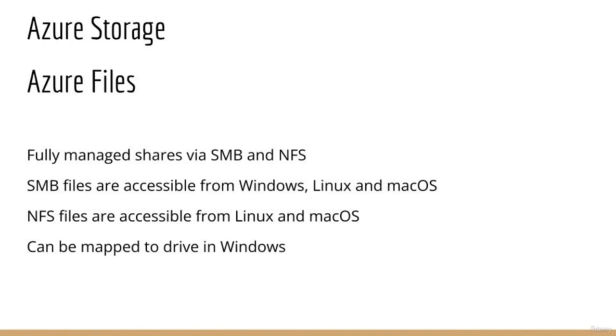In the next slides, we will talk about non-relational data offerings on Azure and identify Azure data services for non-relational workloads. The first service is Azure Files. Azure Files offers fully managed file shares in the cloud that are accessible via the industry standard Server Message Block, SMB protocol, or Network File System, NFS protocol. Azure Files file shares can be mounted concurrently by cloud or on-premises deployments. SMB Azure file shares are accessible from Windows, Linux, and macOS clients, while NFS Azure file shares are only accessible from Linux and macOS clients. Additionally, SMB Azure file shares can be cached on Windows servers with Azure File Sync for fast access near where the data is being used.